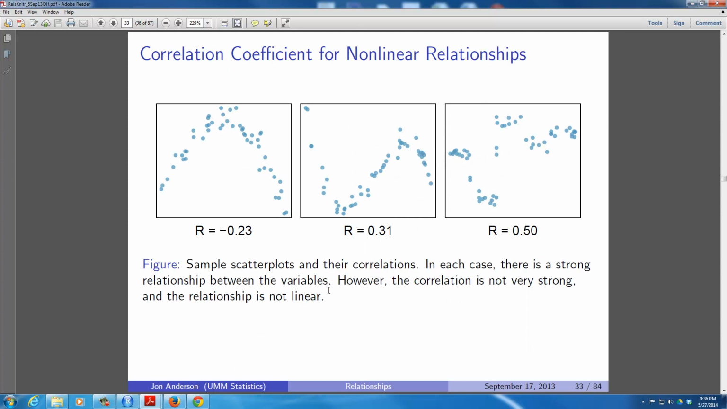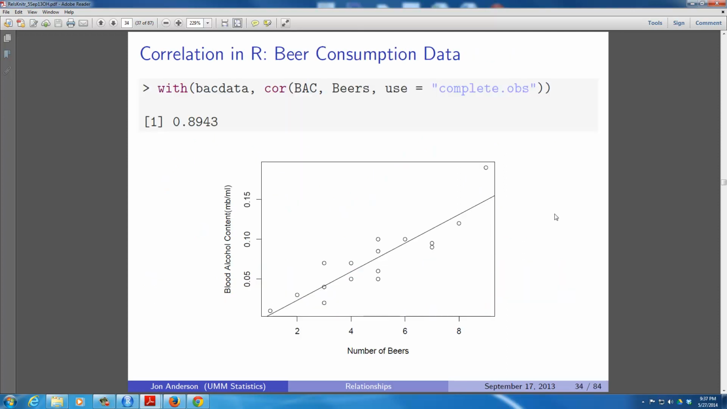Please be aware that when you have curved relationships, correlation doesn't measure strength of a curved pattern. It only measures strength of a linear upward or downward pattern. And so here we have almost a perfect nonlinear relationship, but it's only slightly linearly negative. And so there's kind of a weak correlation, even though there's a strong pattern. Same with the middle diagram as well. So please be aware that you need to look at the displays before you quote correlations.